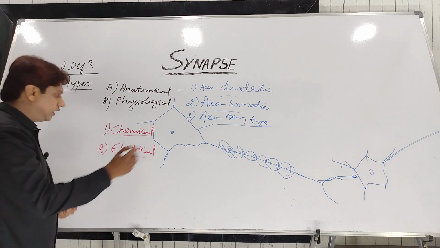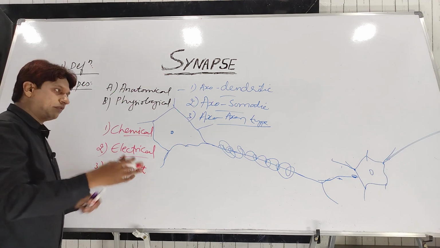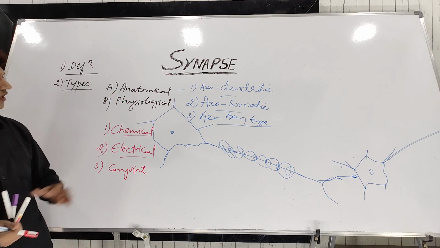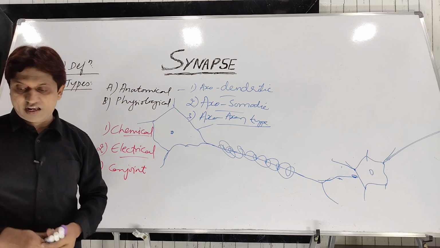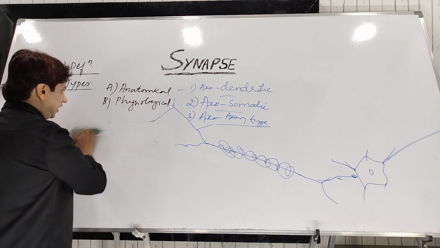Sometimes we even see both together, which is known as conjoint, both chemical and electrical synapse at a similar junction, at a similar point. So these are the different types of synapse. We have studied the definition and types of the synapse. Now we'll discuss the chemical synapse in detail.